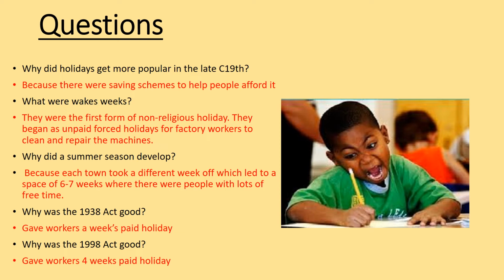A summer season developed because each town took a different week off, which led to a space of 6 to 7 weeks where there were people with lots of free time. And the 1938 Act was good because it gave workers a week's paid holiday, but the 1998 Act was even better because it gave 4 weeks paid holiday.